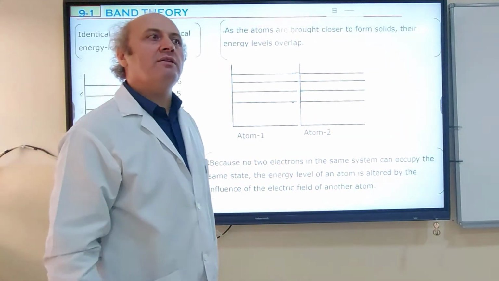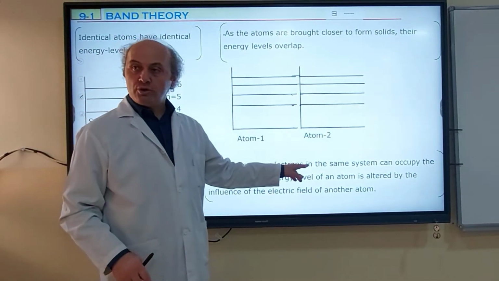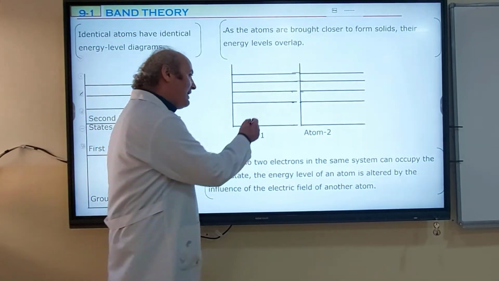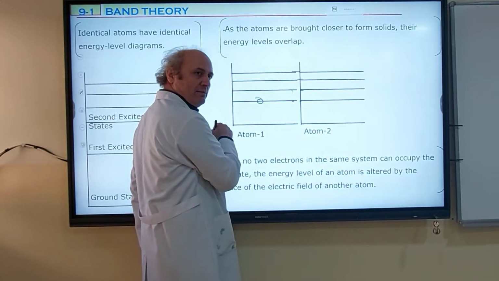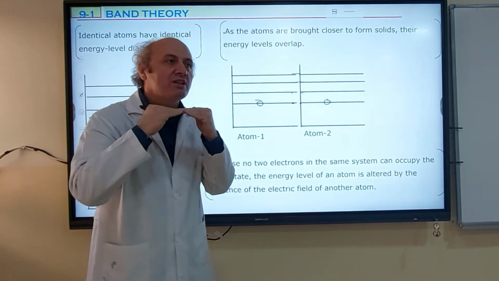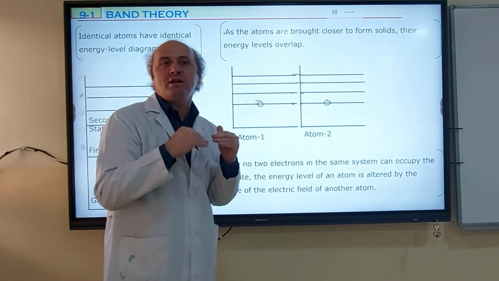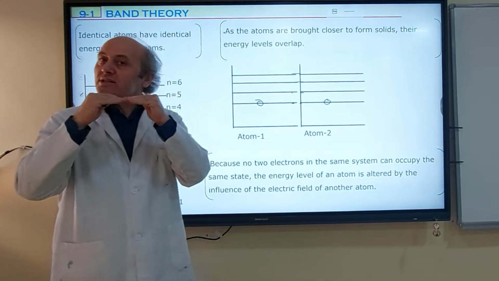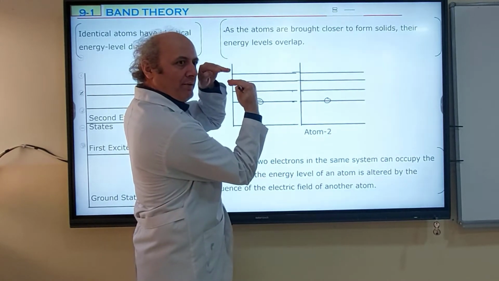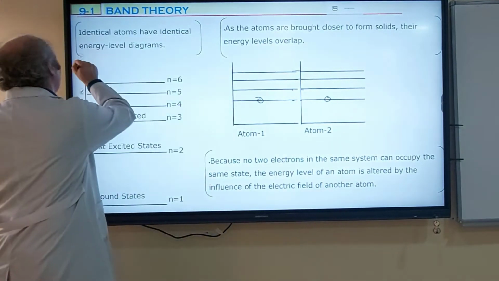There is a rule in physics and also chemistry: no two electrons in the same system can occupy the same state. An electron of this atom and an electron of that atom cannot stay at the same energy level when you make them closer, because both are negative, so they start to affect one another. That's why these energy levels shift slightly. One level moves a little up, the other a little down, but very little.